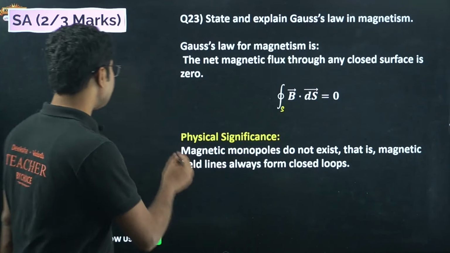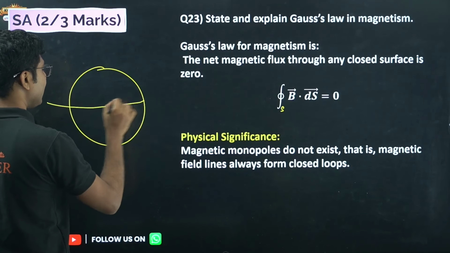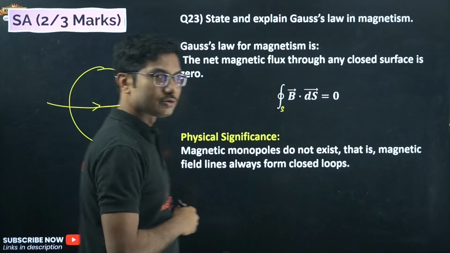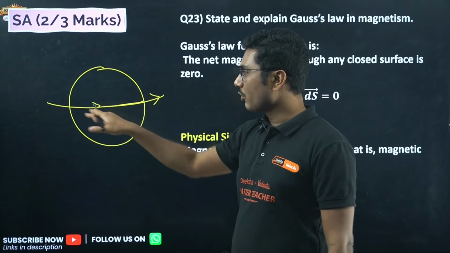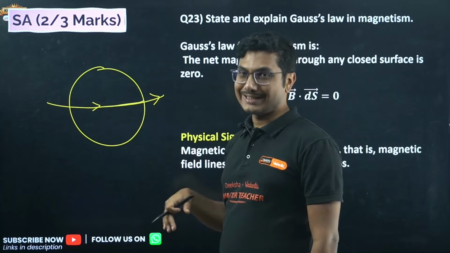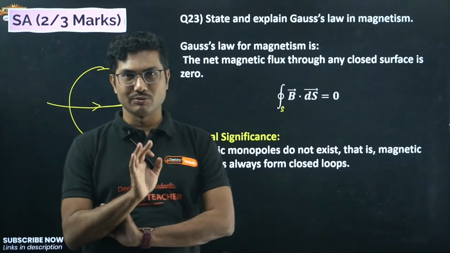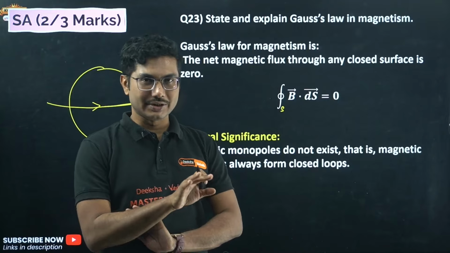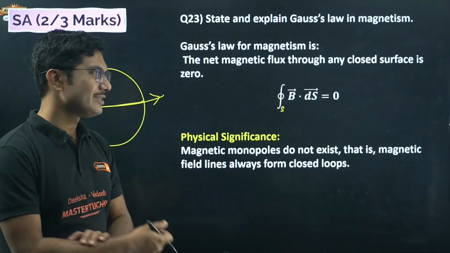If you consider a surface, and some lines are passing through it, the same lines should also exit. So magnetic monopoles do not exist. That means whatever field lines are crossing the surface, entry and exit will always be the same. Entry and exit the same means net flux is 0. Net flux means entry minus exit or exit minus entry, but in this case entry is equal to exit, so net flux is 0.